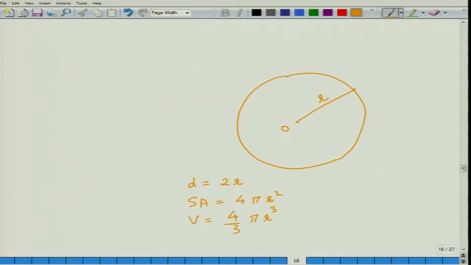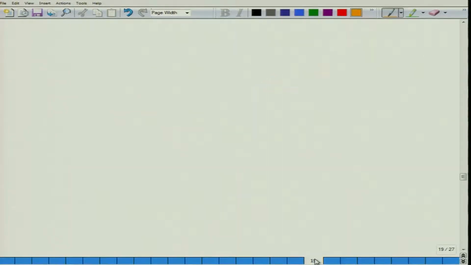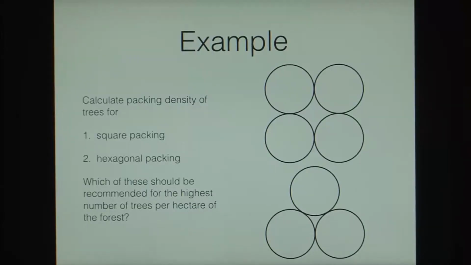Now that we know about these plane and solid figures, let us have a look at some practical problems from the field. Calculate packing density of trees for square packing and hexagonal packing as depicted in these figures. It is important if we wish to have the highest number of trees per hectare of the forest. So, how do we calculate a packing density?